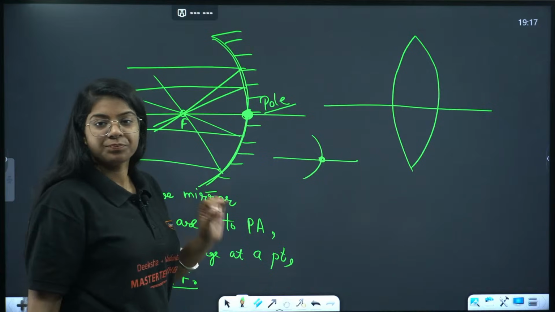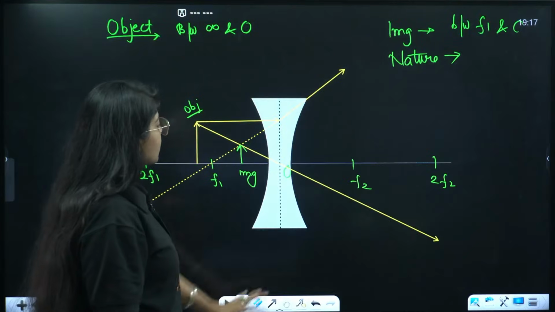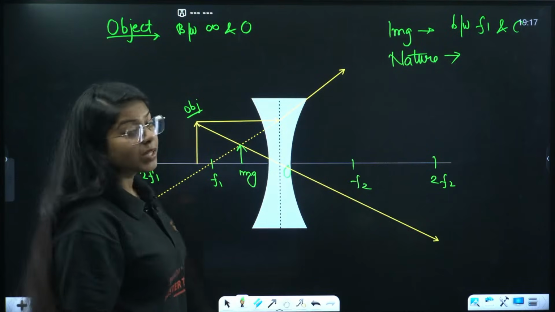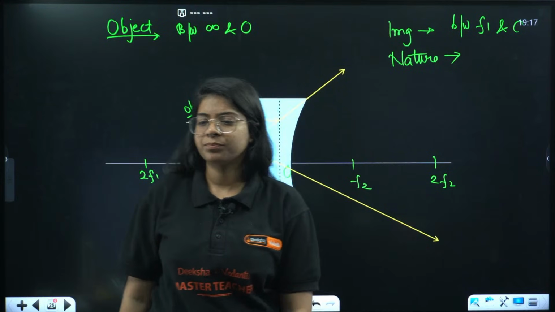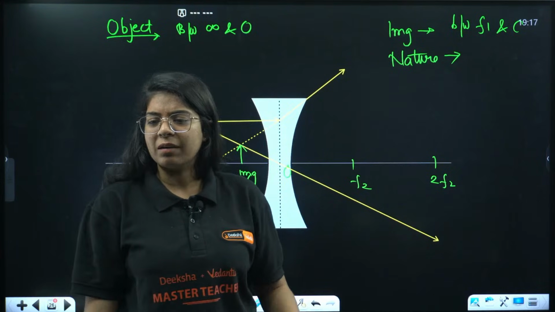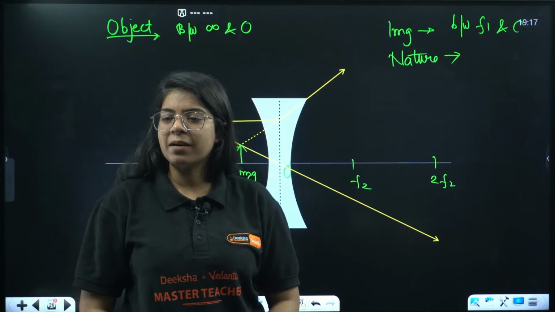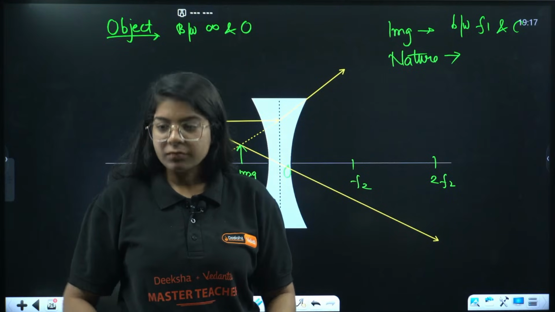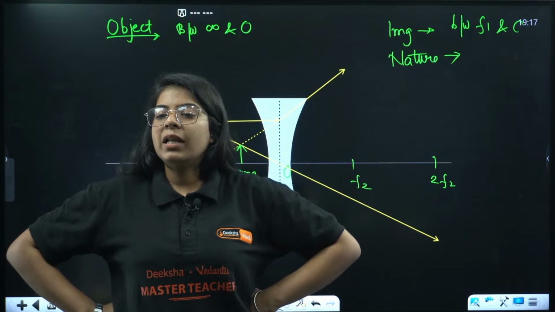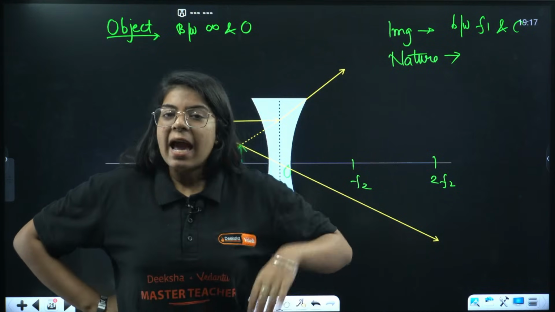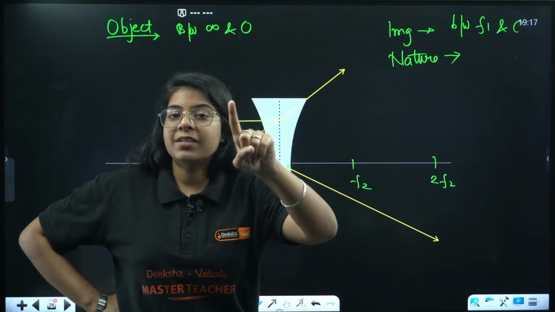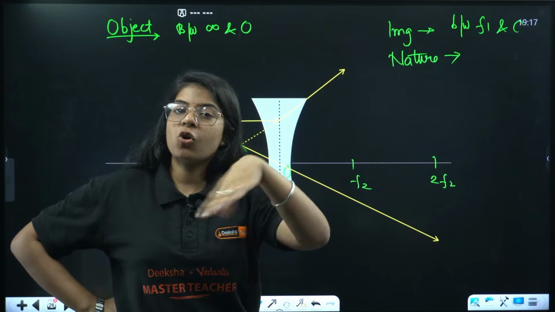Done? Okay? Now tell me, where the image will be, what will be the nature of the image? In concave mirror, the focal length is negative. Yes. Anywhere you see concave, either it's mirror, either it's lens, its focal length is always negative.